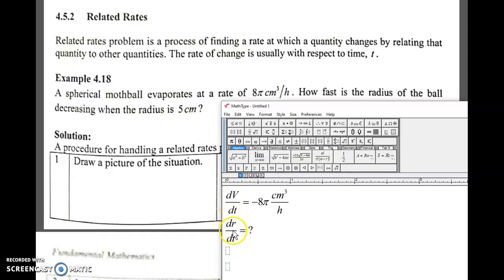So hence it becomes dr/dt. The question is, how fast is the radius decreasing when the radius is 5 centimeters? So we have another piece of information, which is r. So r is equal to 5. This is all the information given. So our task now is to find dr over dt.